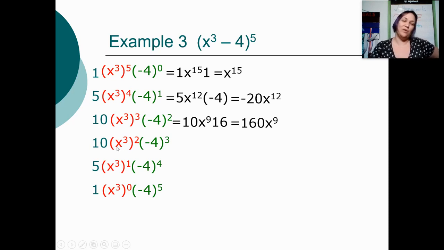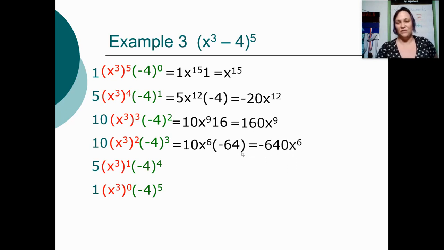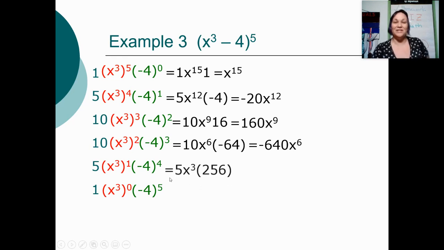Next, I'm going to do x to the third squared. So 3 times 2 is 6. -4 to the third power is -64. Again, I kept it in parentheses so I don't mistake it for subtracting. 10 times -64 is -640. Next, 3 times 1 is 3. -4 to the fourth turns into positive 256. And 256 times 5 is 1,280.